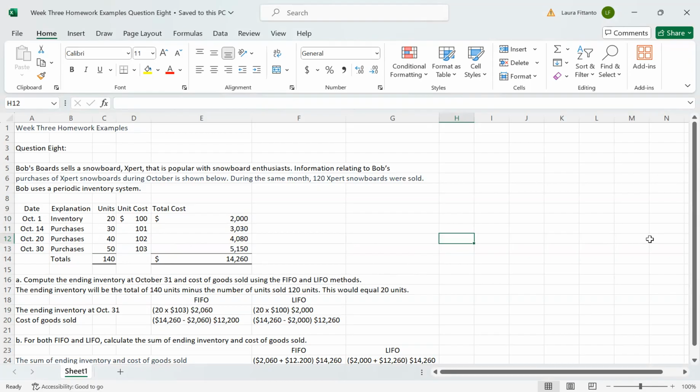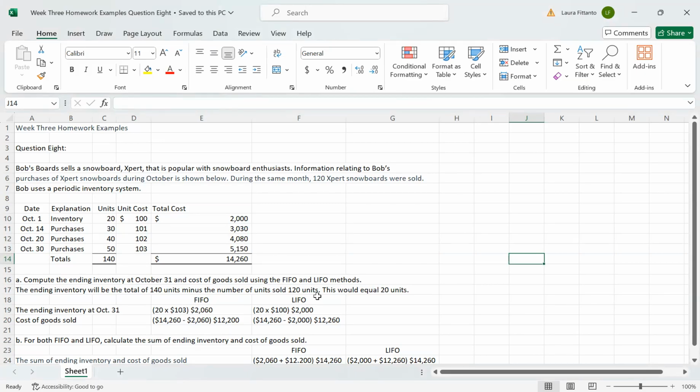So the first question is compute the ending inventory at October 31st and cost of goods sold using FIFO and LIFO. Ending inventory is, first of all, going to be the total of 140 units minus however many units were sold. They tell us in the problem it's 120. So 140 minus the 120 that were sold means we have 20 units in ending inventory, right?